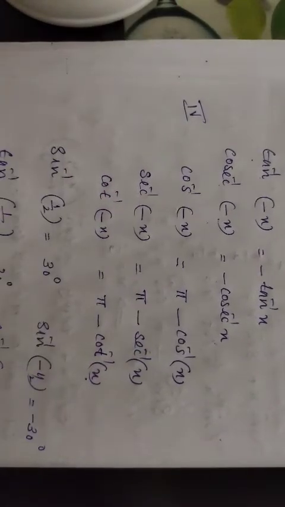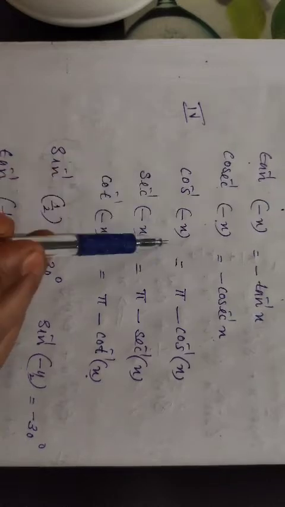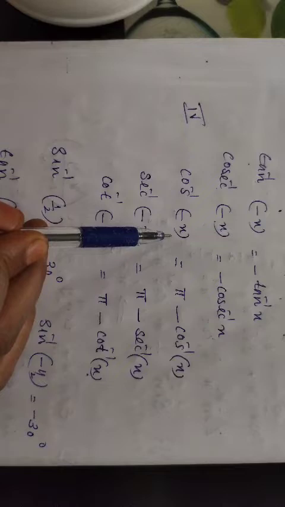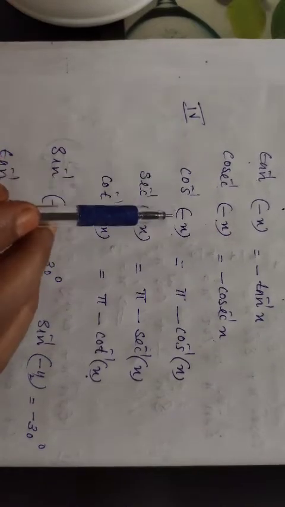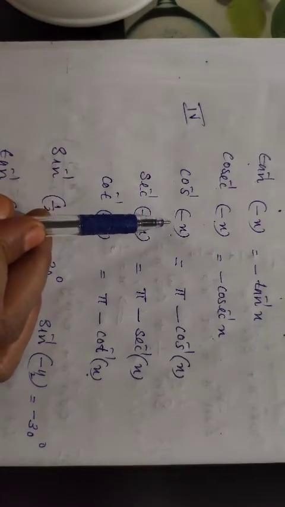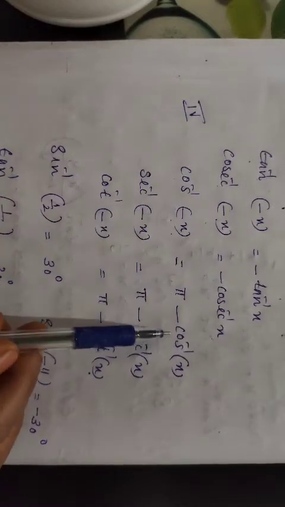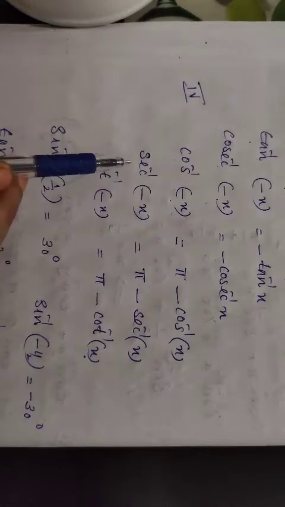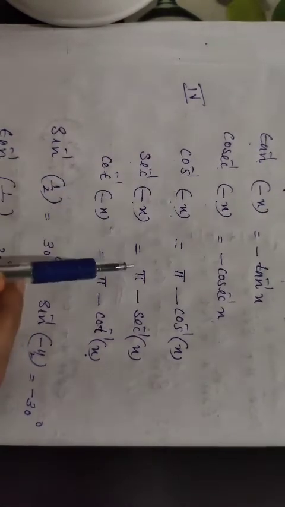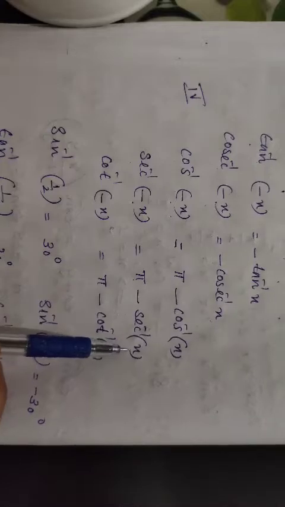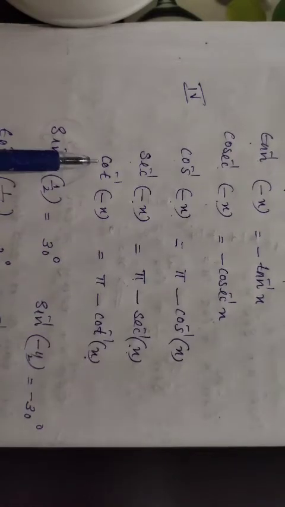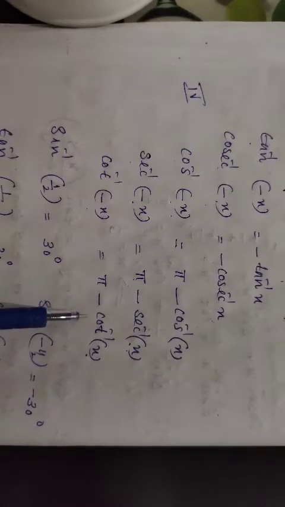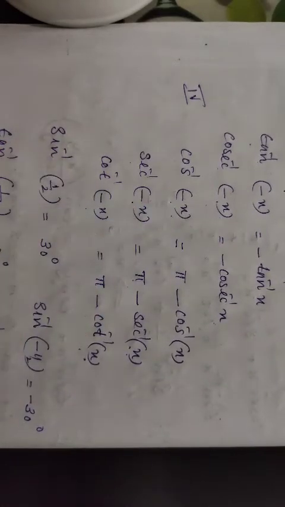But the next property, cos inverse minus x. We know cos minus theta is cos theta itself. Then cos inverse minus x is not minus cos inverse x. It is pi minus, that is 180 minus cos inverse x. And sec inverse minus x is 180 minus sec inverse x. It is not minus sec inverse x. And cot inverse minus x is also 180 minus or pi minus cot inverse x. These two properties are very important.